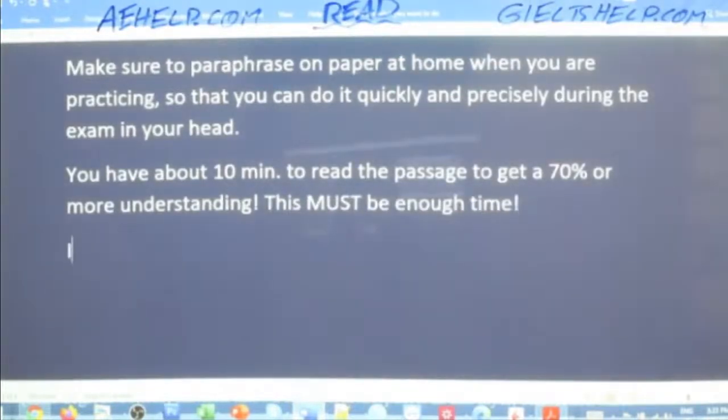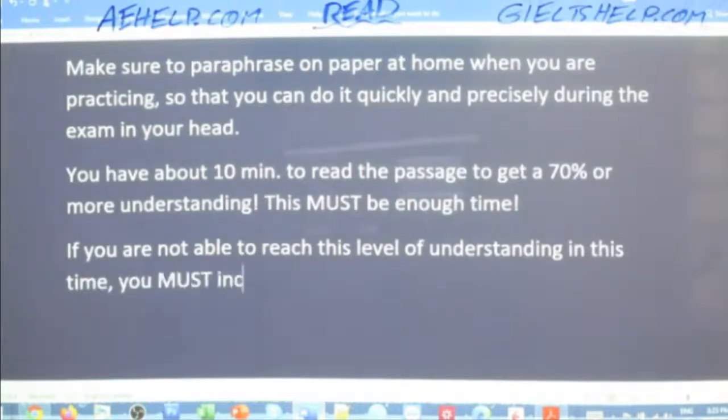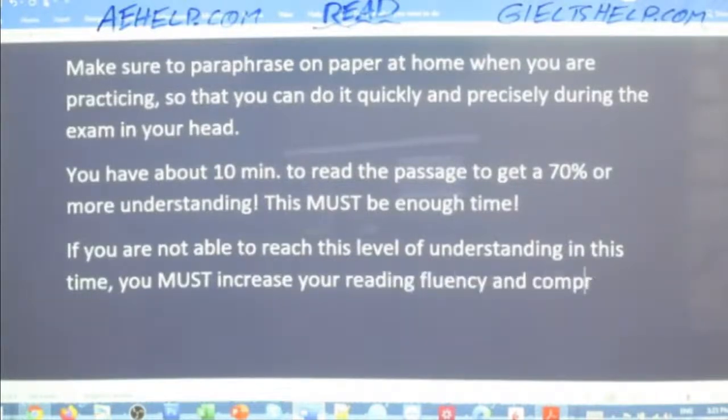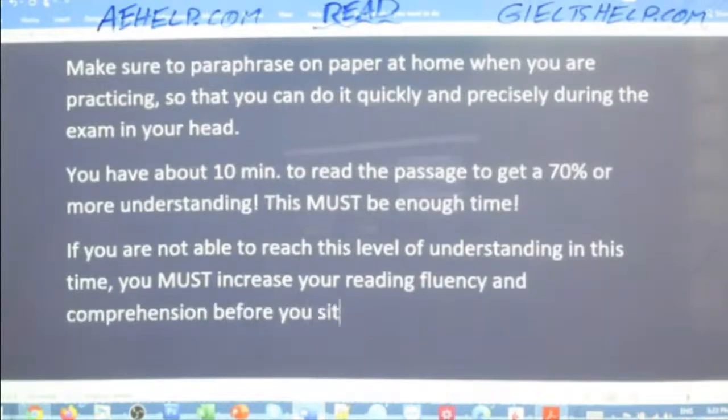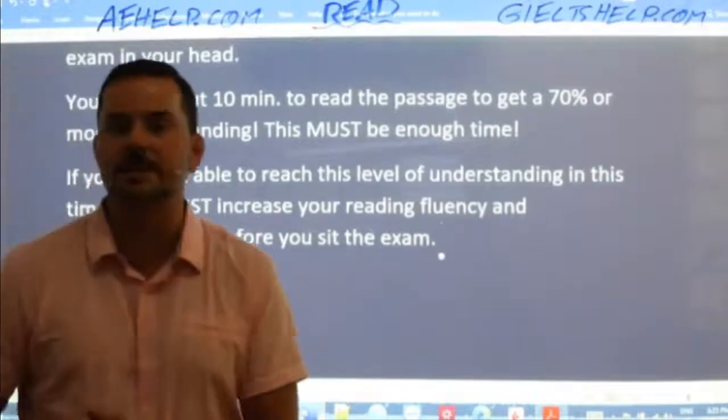If you can't do this, students, so if you are not able to reach this level of understanding in this time, you must increase your reading fluency and comprehension before you sit the exam, okay? And I say that with all the kindness in my heart.